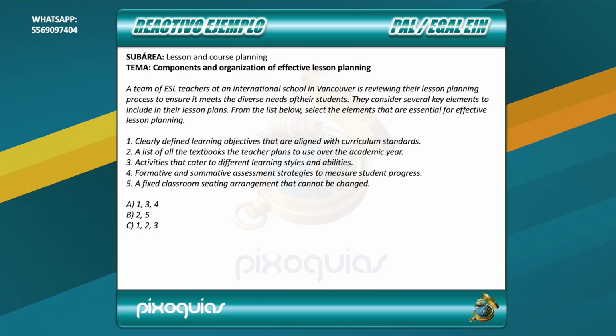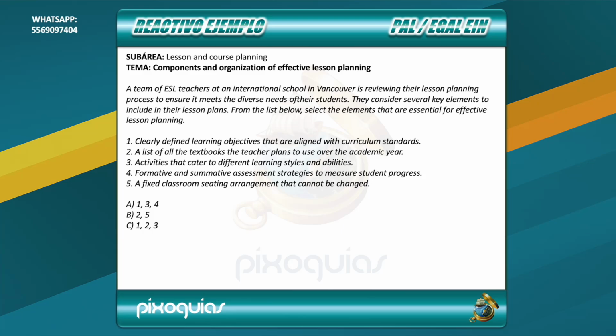1. Clearly defined learning objectives that are aligned with curriculum standards. 2. A list of all the textbooks the teacher plans to use over the academic year. 3. Activities that cater to different learning styles and abilities. 4. Formative and summative assessment strategies to measure student progress.